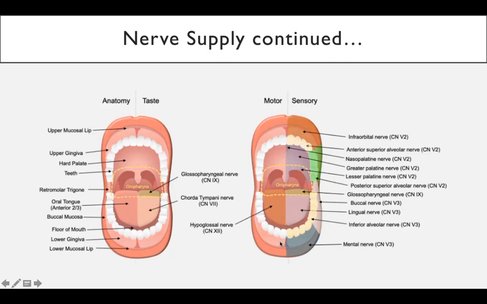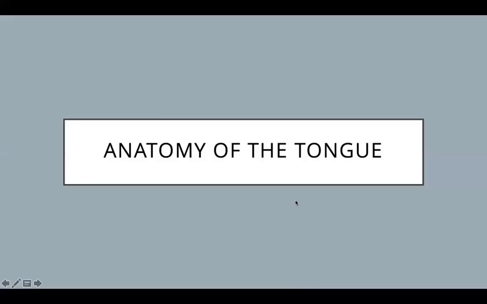And below this is the mandible. So this lingual part or the tongue will be innervated by the lingual nerve, and the buccinator muscle by the buccal nerve. Okay. So next, after the anatomy of the oral cavity, we'll go for the anatomy of the tongue.